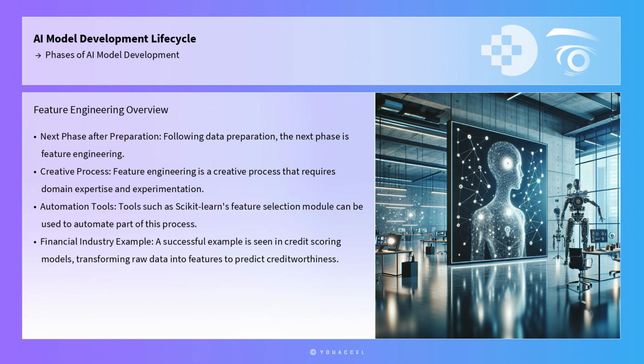Tools such as scikit-learn's feature selection module can be used to automate part of this process, helping to identify the most relevant features. A successful example of feature engineering is seen in the financial industry, where companies develop credit scoring models. By transforming raw financial data into features like credit utilization ratios and payment histories, these models can reliably predict creditworthiness.